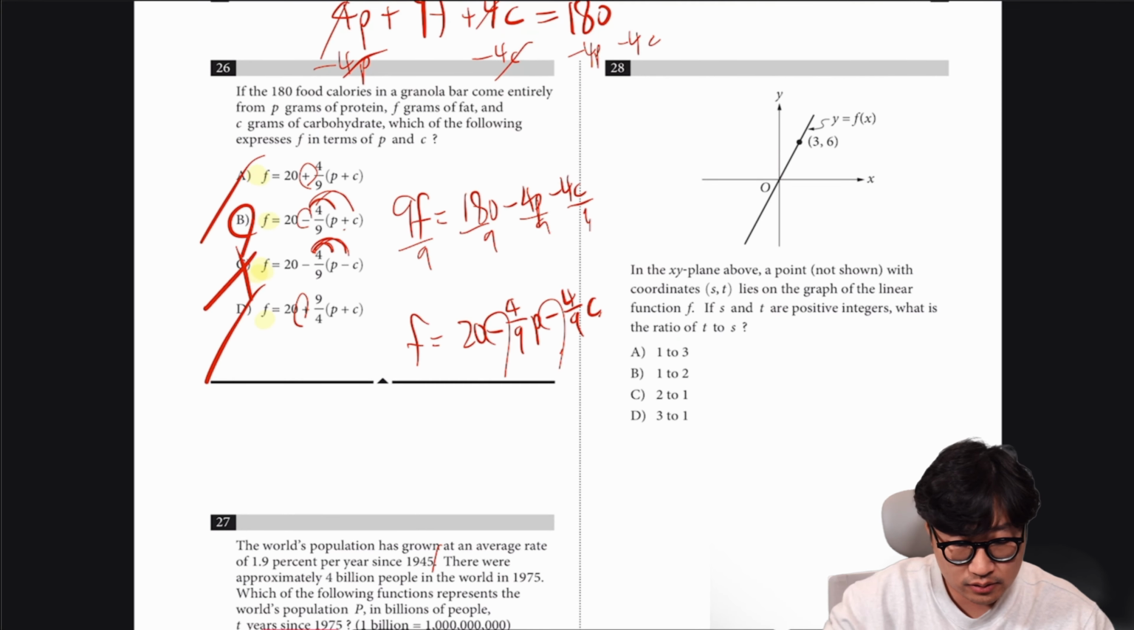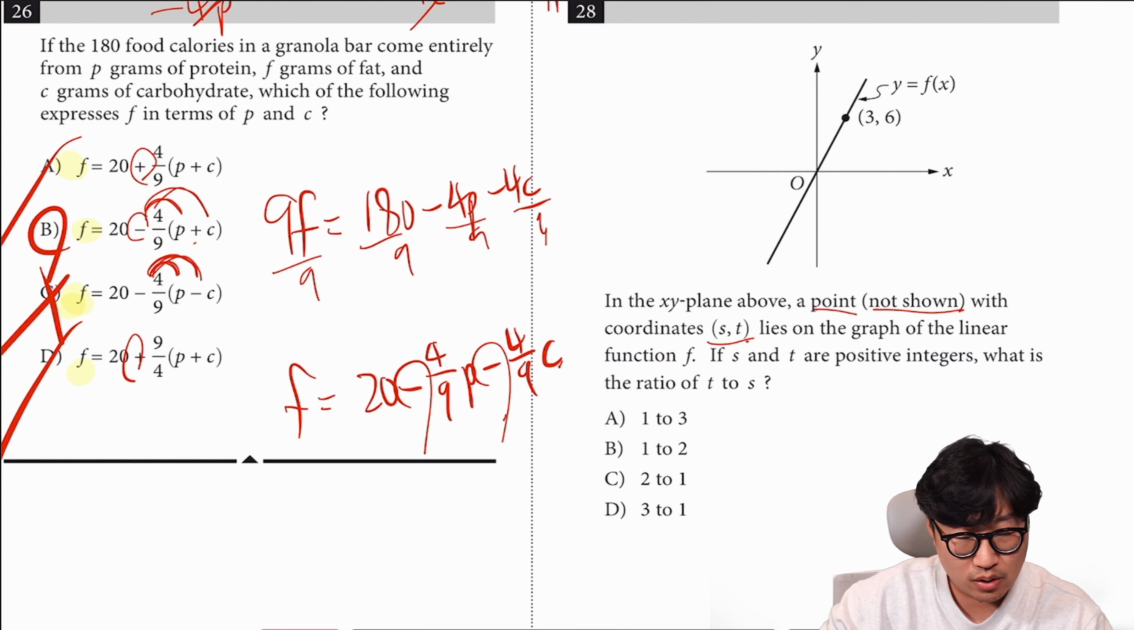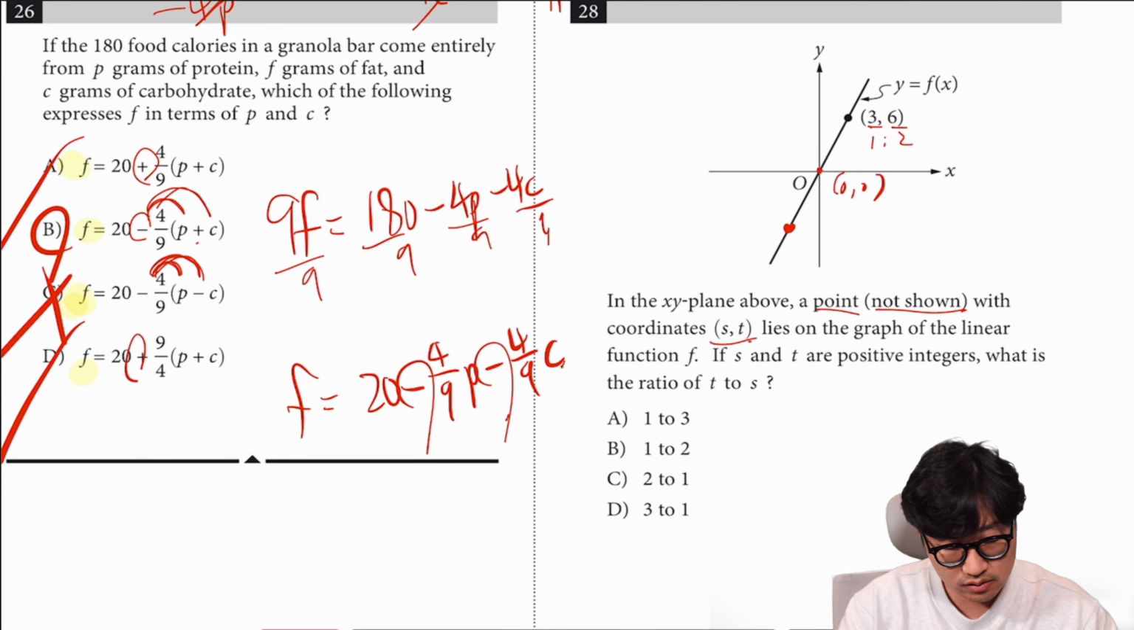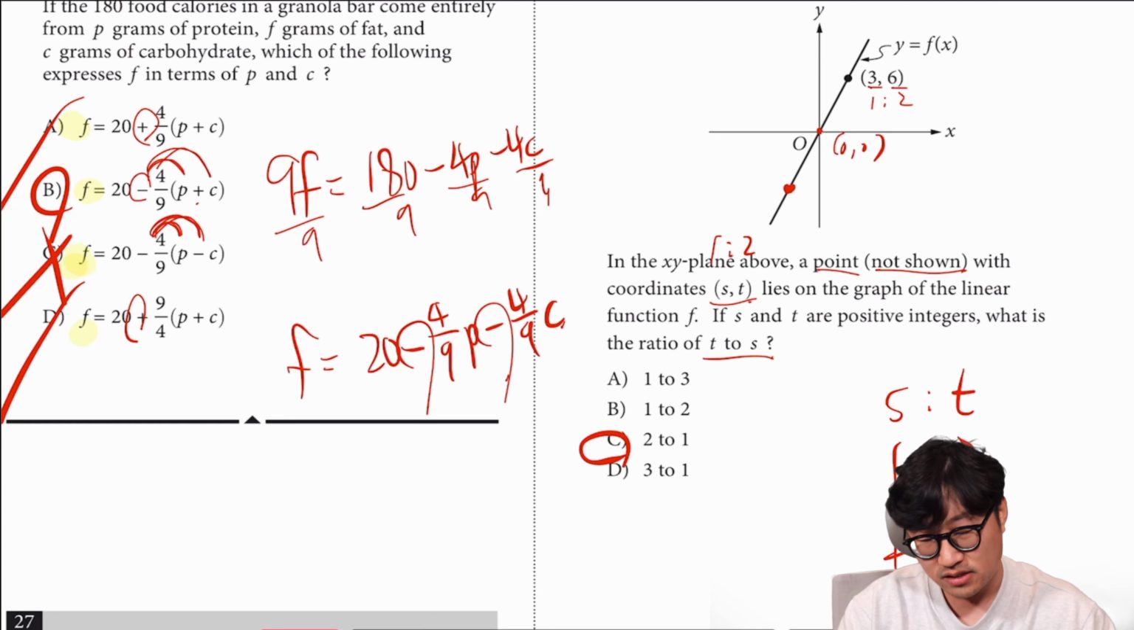All right, number 28, in the xy plane, a point with coordinates s, t is on the linear function, okay, s and t are positive integers. What is the ratio of t to s? I mean, a point not shown, but wherever you pick, this is from 0, 0. So the x to y ratio should be 1 to 2, right? Whatever s and t are, it's got to have a 1 to 2 ratio. So if you think about the idea of t to s, well, s to t is 1 to 2, so t to s better be 2 to 1, and that's easy.